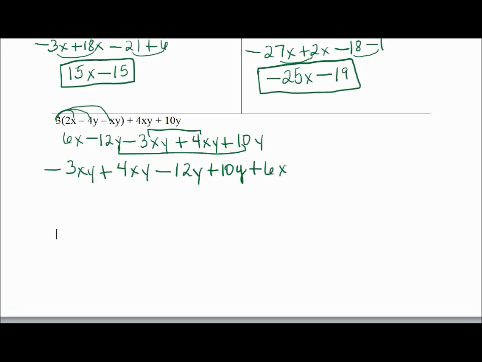Combine like terms, negative 3xy plus 4xy leaves me with just xy. And then I have a negative 12y plus 10y that leaves me with negative 2y. Didn't have anything to combine with this one, so I'll just bring it down. So that leaves me with xy minus 2y plus 6x, and that's my final answer.